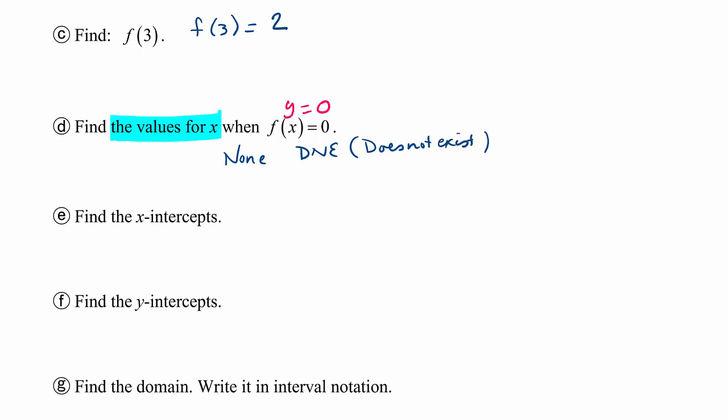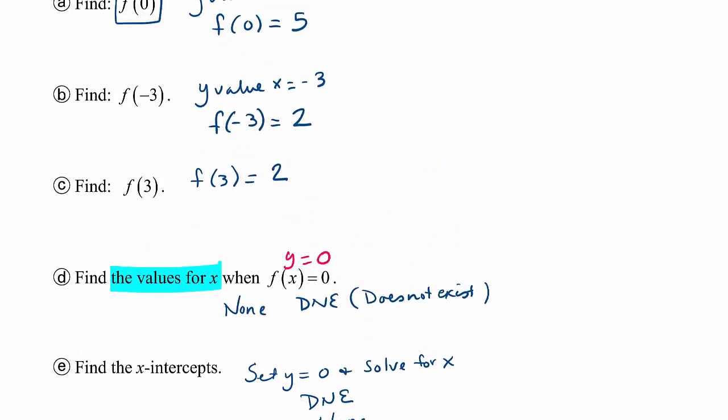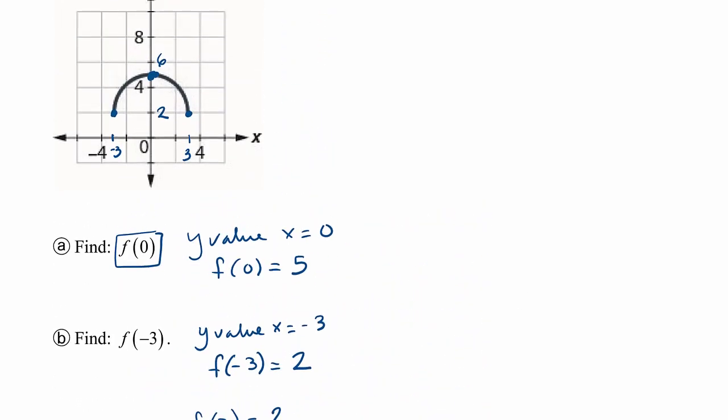Then it says find the x-intercepts. How do we find the x-intercepts of any graph? We set y to 0 and find x, right? But wait a minute, didn't we just try doing that in the previous problem? Didn't we try to find the x's that had a y equal to 0? Yep, D and E does not exist. None. No x-intercepts. Let's take a look at the graph again to verify that. Here's my x-axis, and the graph definitely does not cross the x-axis, so does not exist.